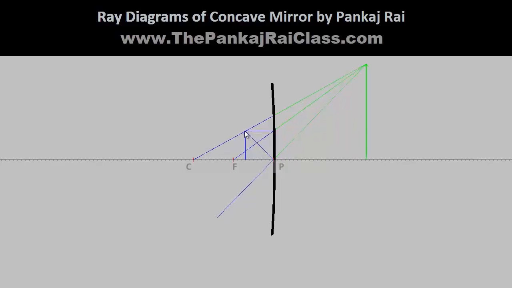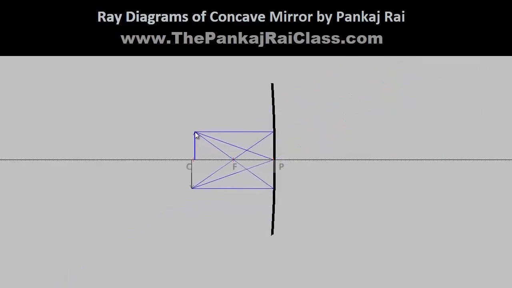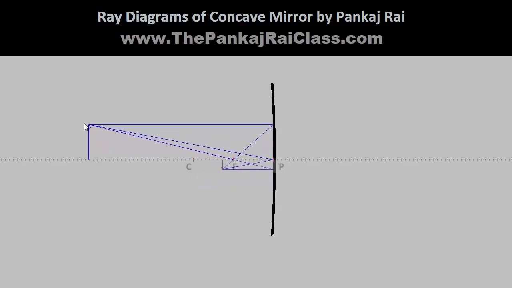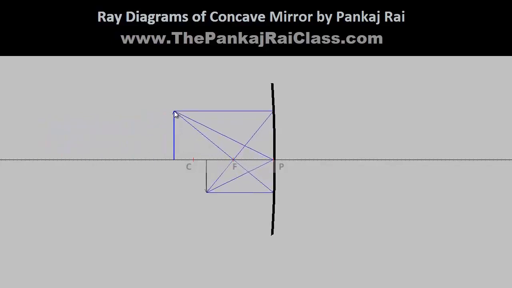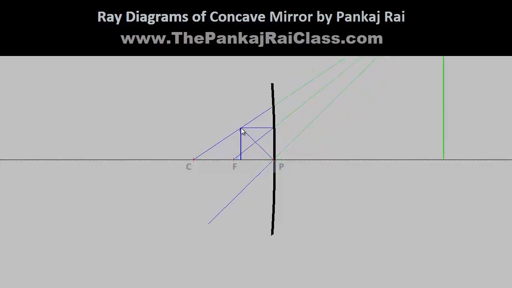Now let me come back to my original position. This is our original position. If I keep moving ahead, the image will go towards the focus. If I come back, the image will approach towards infinity. At the focus, it will reach infinity, and beyond that, toward pole, it will form a virtual image. Thank you everyone.